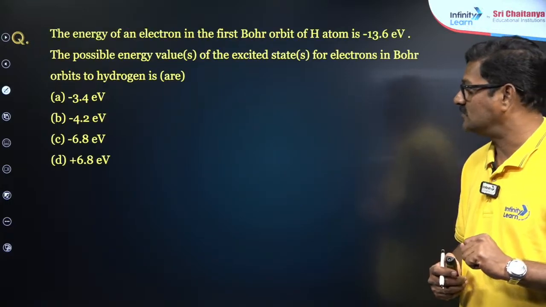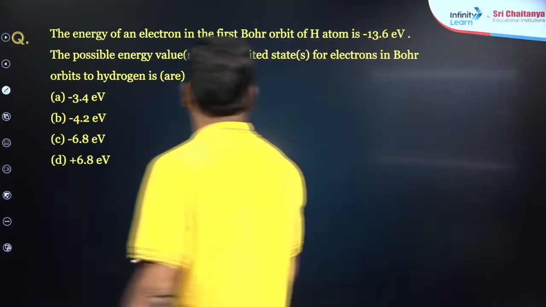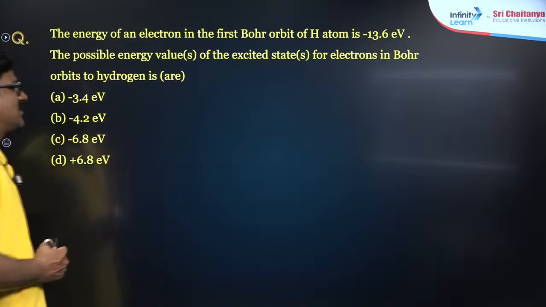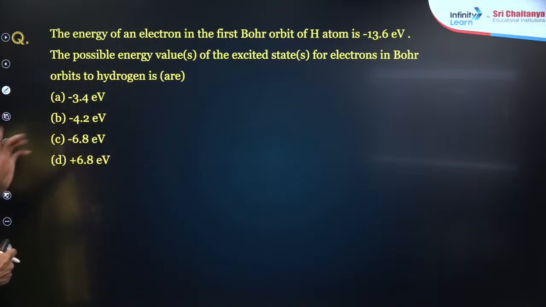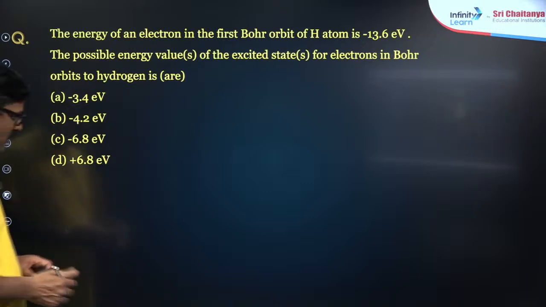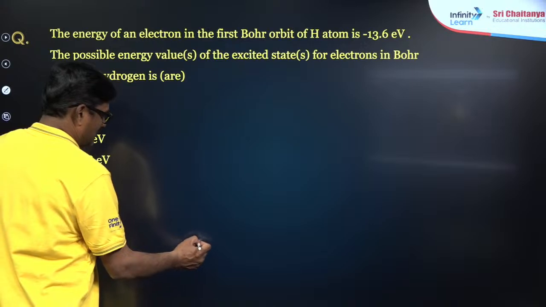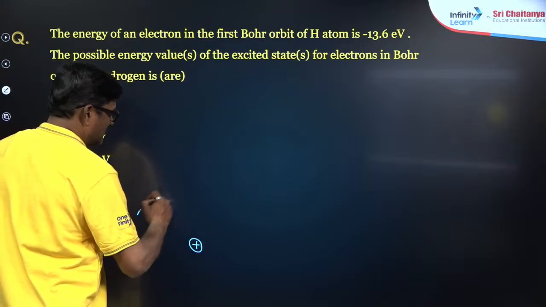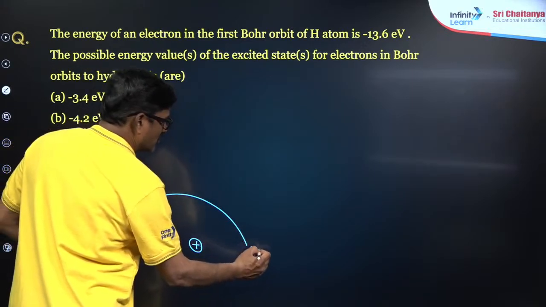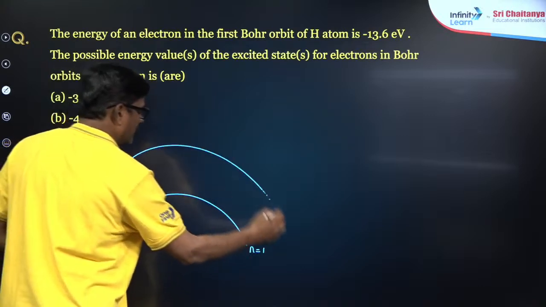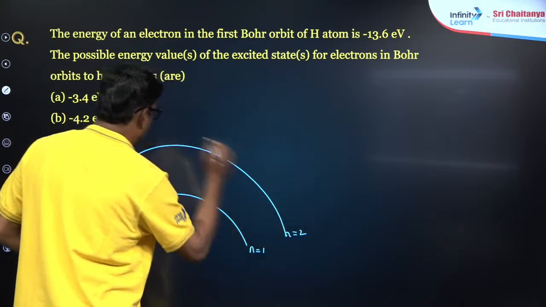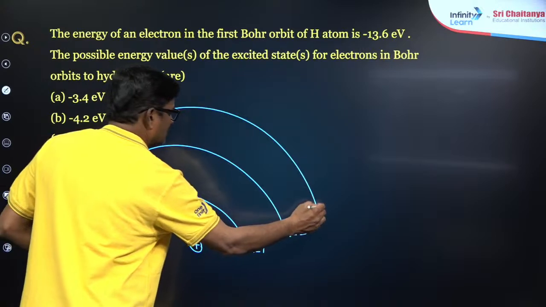Now next question. The energy of electron in the first Bohr orbit of hydrogen atom is 13.6. The possible energy values for the second state of the electron in Bohr hydrogen atom are: this is the nucleus, n is equal to 1, n is equal to 2, n is equal to 3.